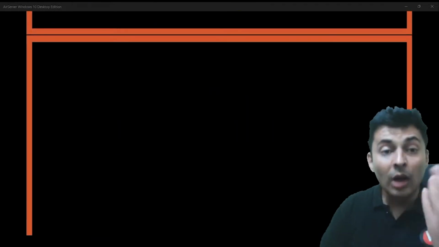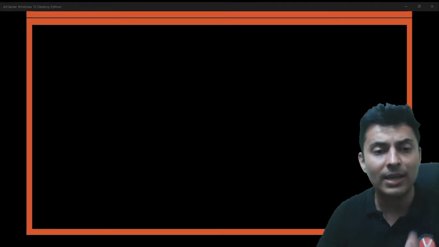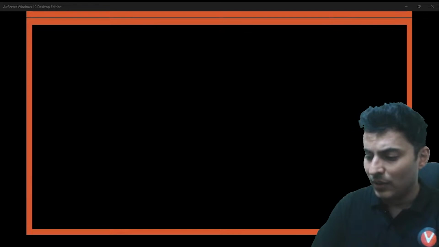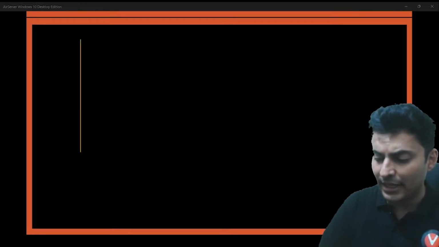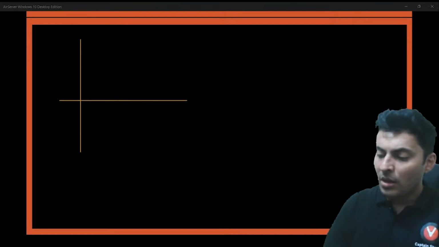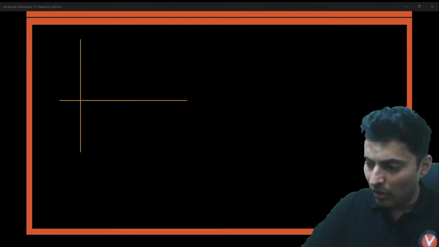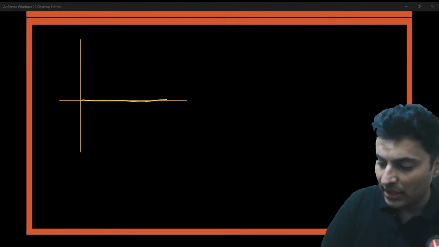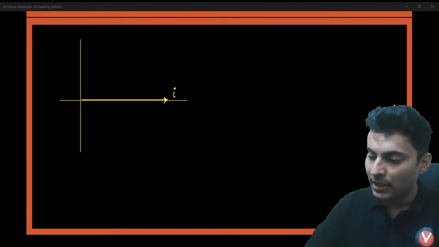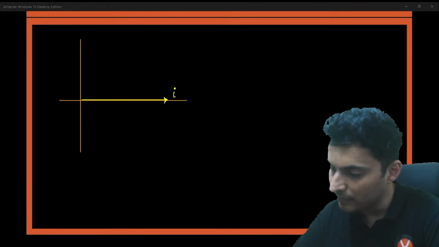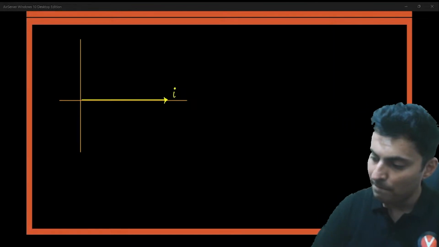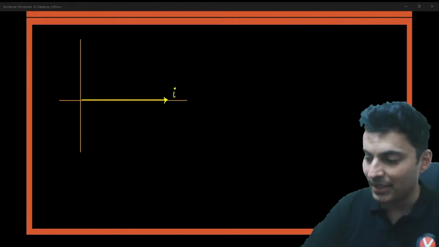Now, how to draw this phasor diagram for an inductive, capacitive, reactive circuit? I'll explain this to you in a very, very simple manner, and you will never ever forget drawing this phasor diagram. Draw two lines. The horizontal line is always for the current. Okay, the horizontal line is just for the current.